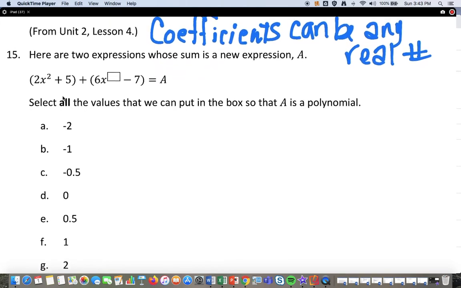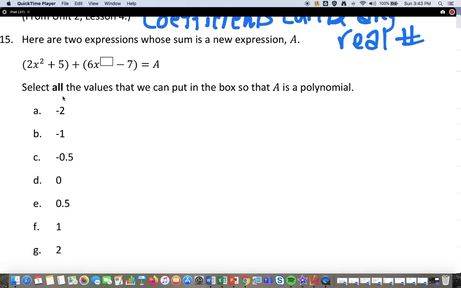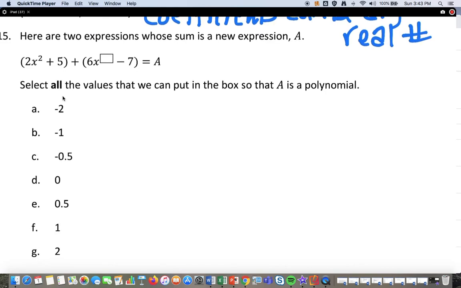Okay, number 15. Here are 2 expressions whose sum is a new expression. So select all the values that we can put in the box so that A is a polynomial. If we try negative 2 up here, when we multiply 6 times 2x squared, we'll get 12x to the 0, which is just 12. That's okay. But when we multiply 6 to the negative 2nd power times 5, we'll get 30x to the negative 2. And that won't work because we have to have whole number exponents. We can't have a negative exponent or a fractional exponent.